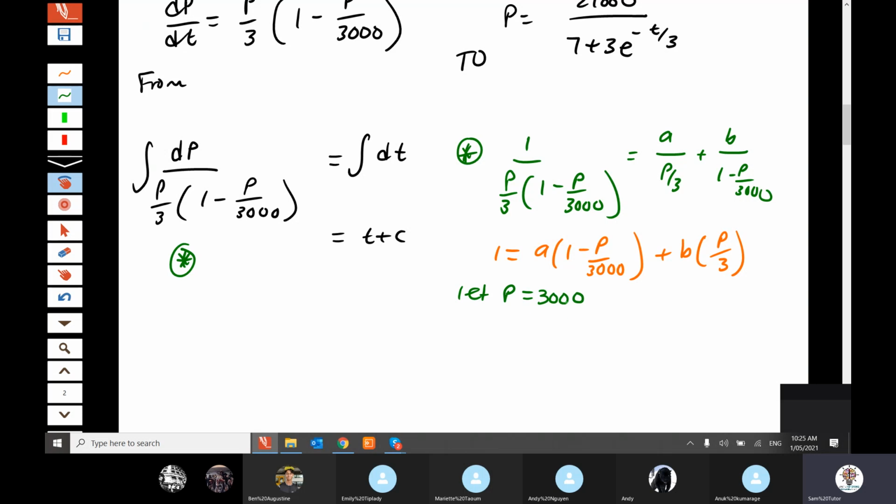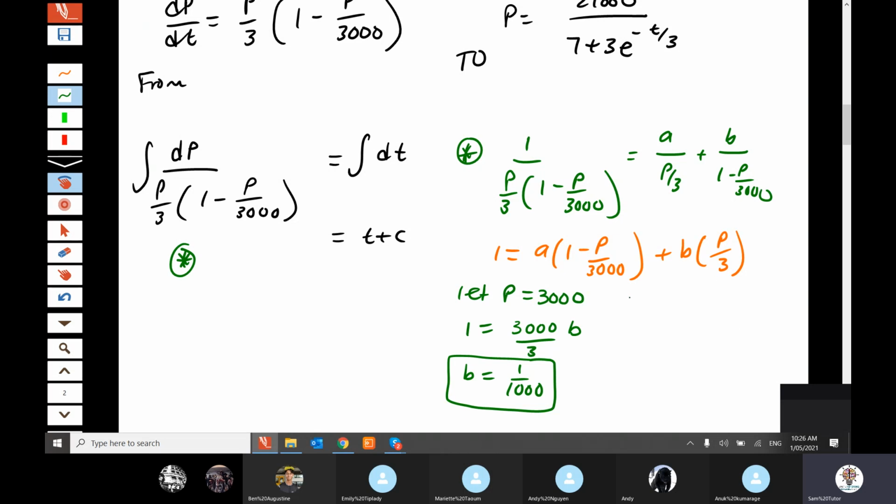So P equals 3000. 1 equals 3000 over 3000 is 1. 1 take away 1 is 0. You eliminated A. And that's what we wanted. So you're left with 3000 on 3 B. That's 1,000. So B equals 1 over 1,000. And I'll show you when you'll realize if you've done it right. I'll show you in a sec.